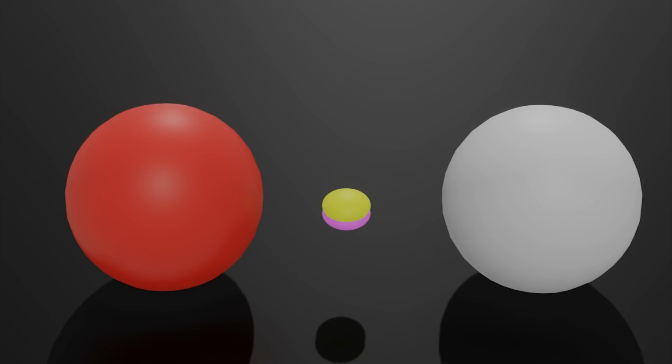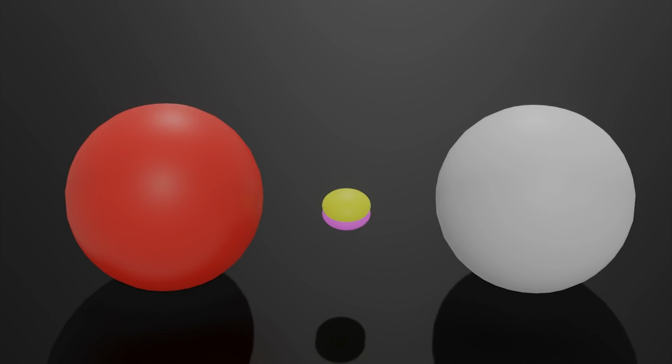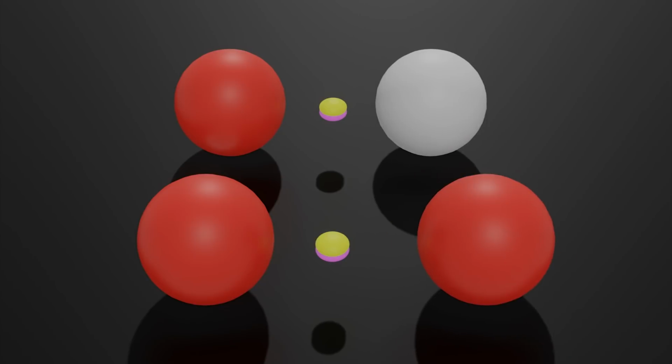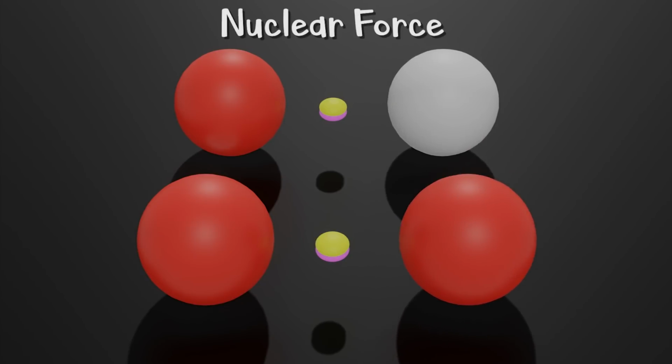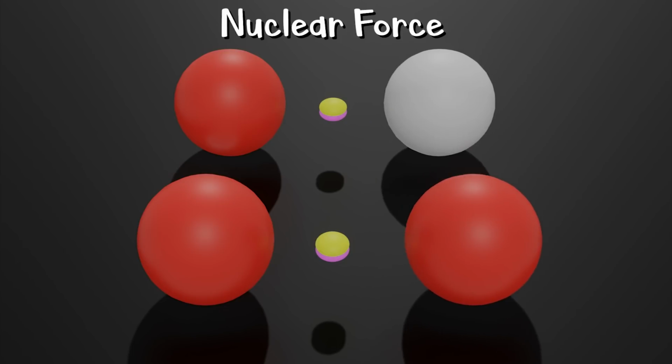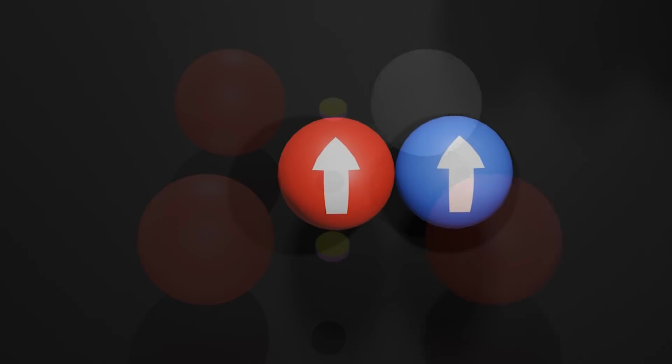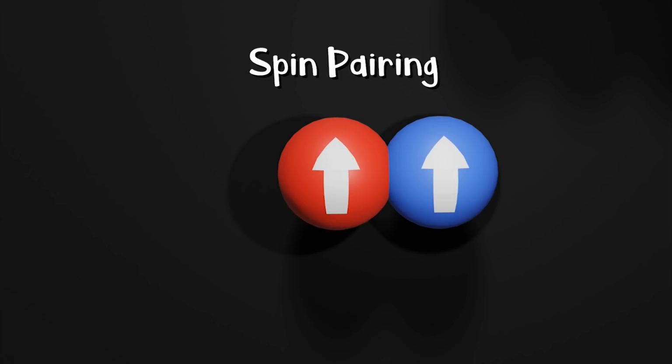This attraction only occurs between proton and neutron, otherwise the meson is repulsed by the quarks in the other hadron. This attraction is called the nucleonic force, or nuclear force. But there's another, even stronger force called spin pairing that holds nuclei together.